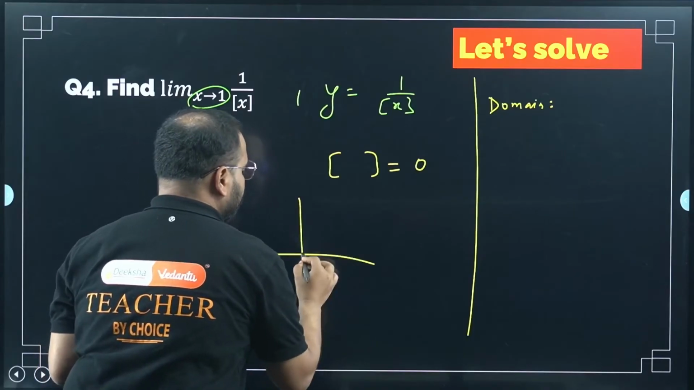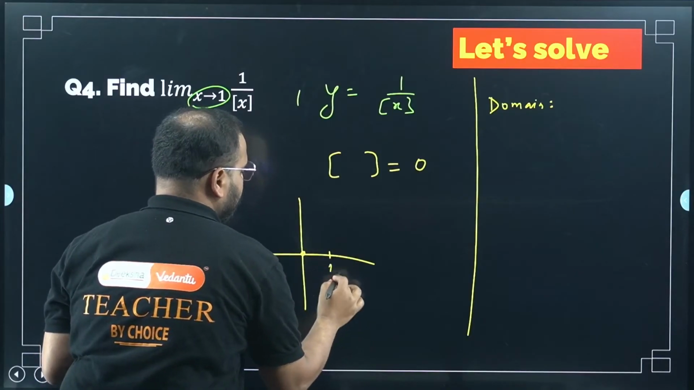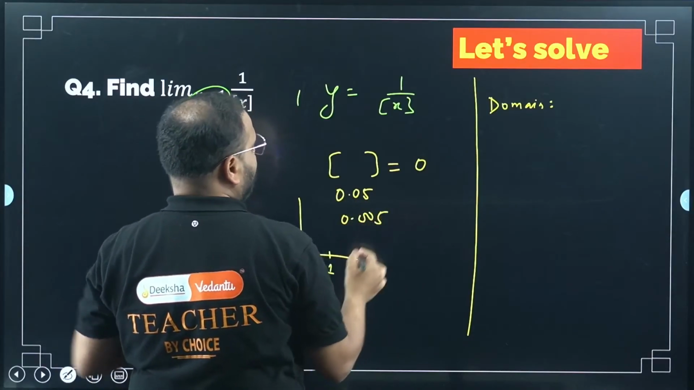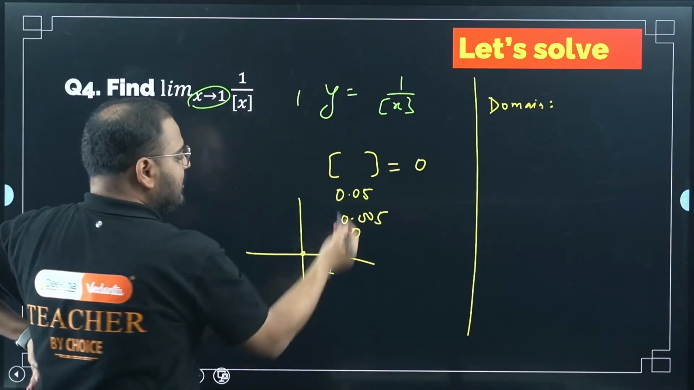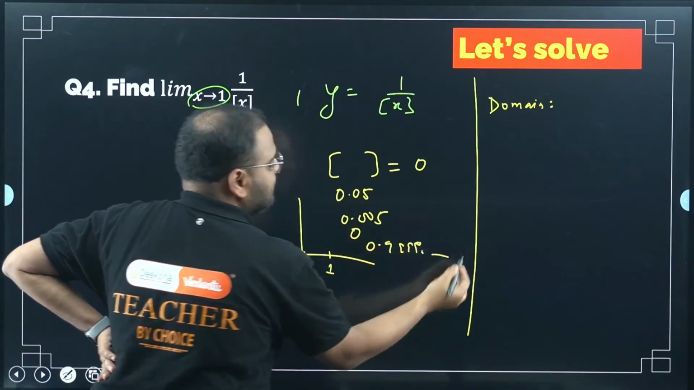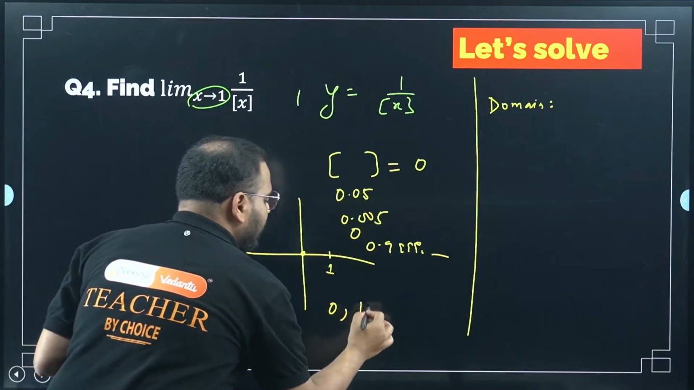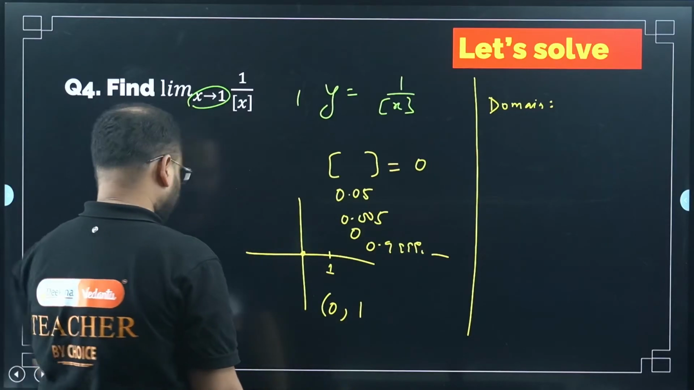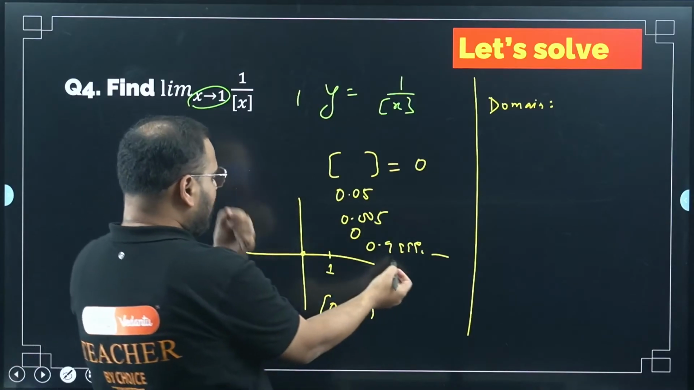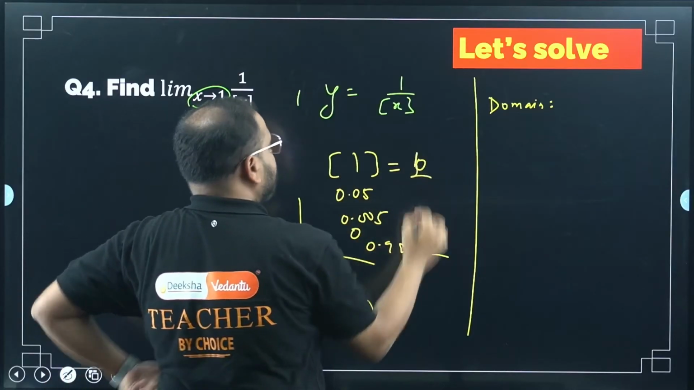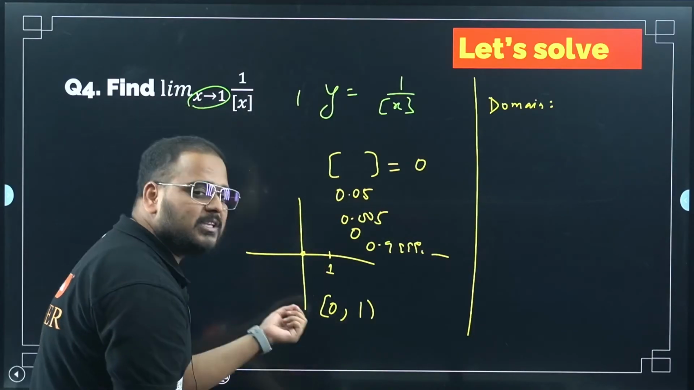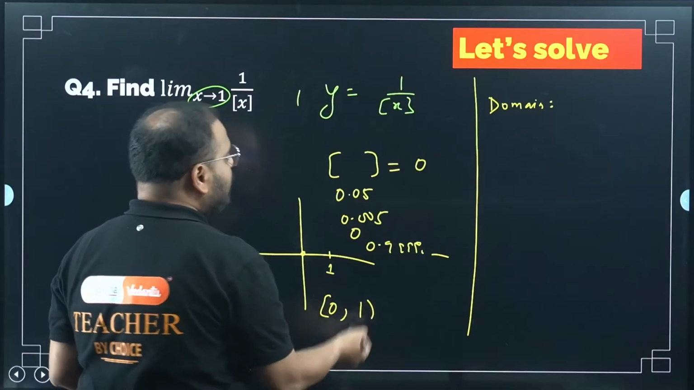Think. When will the greatest integer function give you the answer as 0? When x is between 0 and 1. Please check. If I take 0.05, 0.005, even if I take 0, it will be 0. For 0, 0.005, 0.05 or 0.99999 like this, for all the values between 0 and 1, including 0 and open 1. Because at 1, if I put 1 here, this will become 1. So I don't have to take 1. Only the values starting from 0, including 0, up to just before 1. For all these values, the function will not be defined.